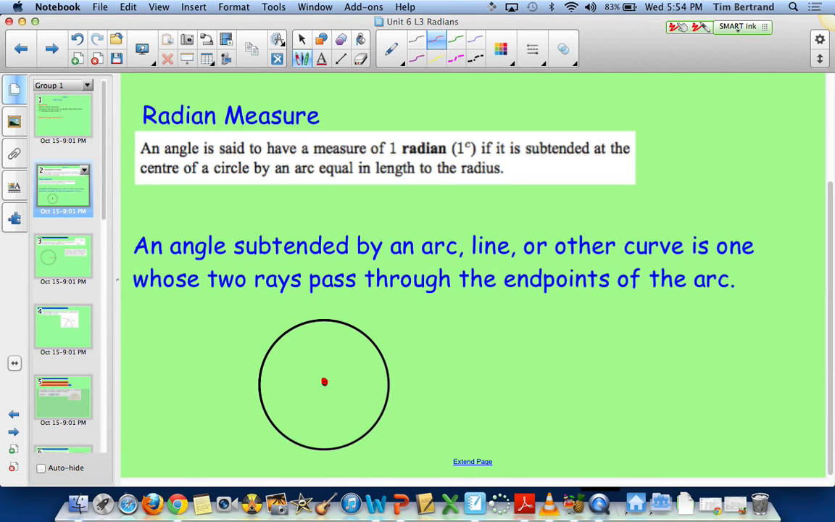I start here at the center. I'm going to just make 2 rays from here. Right? There's one and there's another. And these 2 rays are getting subtended by this arc because the rays pass through the 2 endpoints. Okay? If this arc happens to have the same measure as the radius, imagine 2 pieces of string and this arc has the same length of string as the radius, that is 1 radian. Okay? So that's our definition.